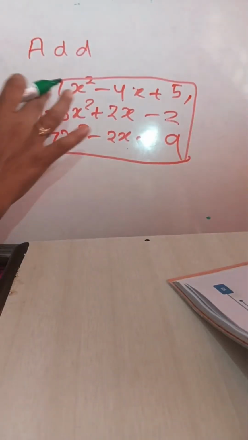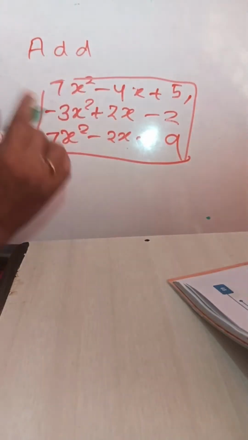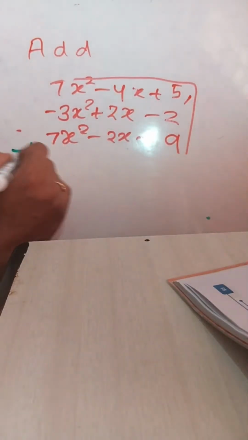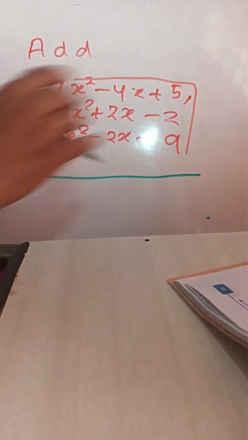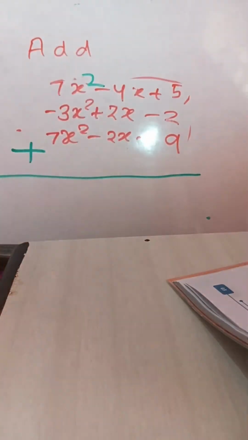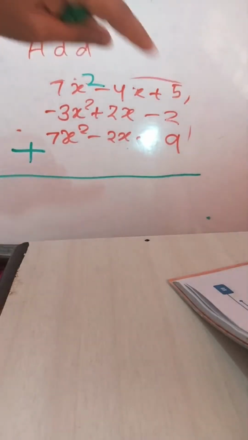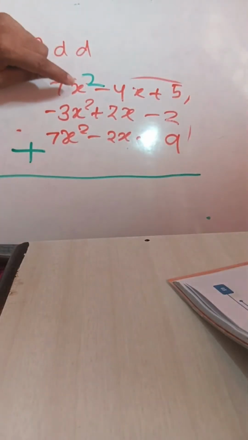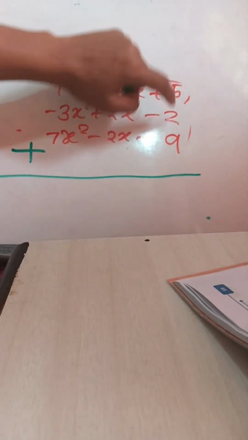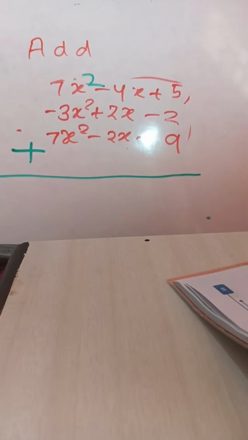We can add by vertical method or horizontal method, by both methods. I will explain first the vertical method, then the horizontal method. But in subtraction, if we have three terms, then we cannot do this, then we have to do the horizontal method. Now first, all of these have x square, x, and constant, so we can perform the operation here.